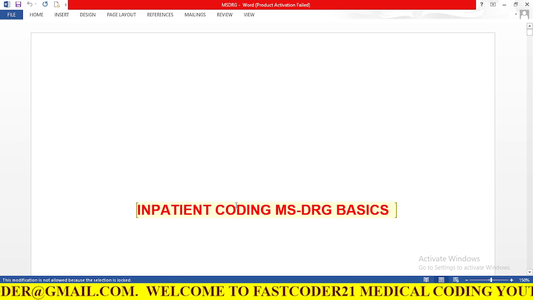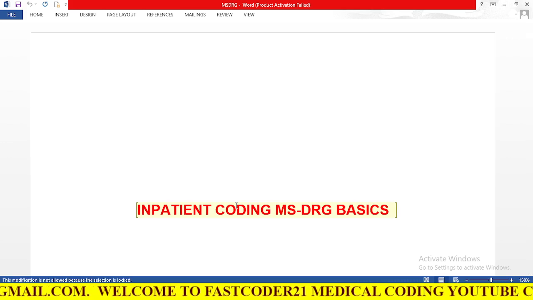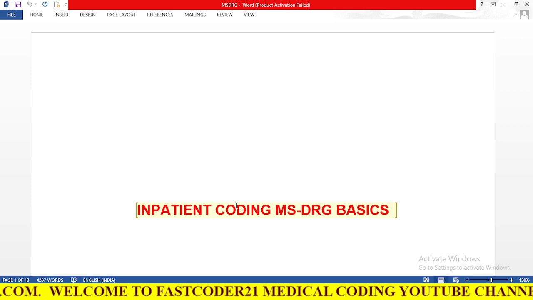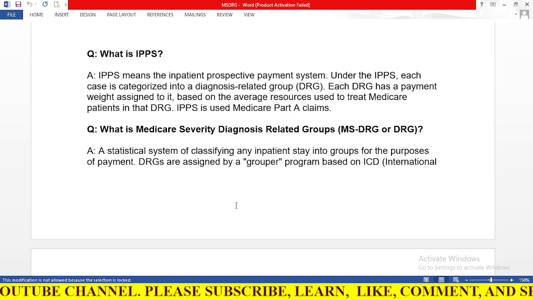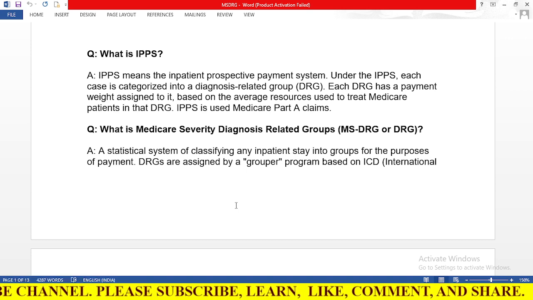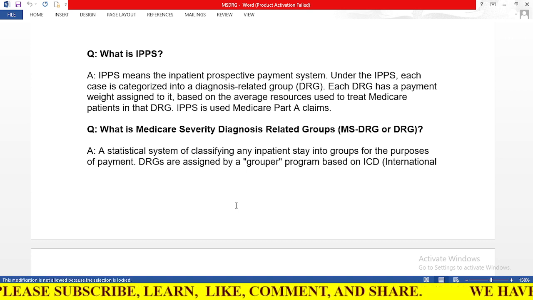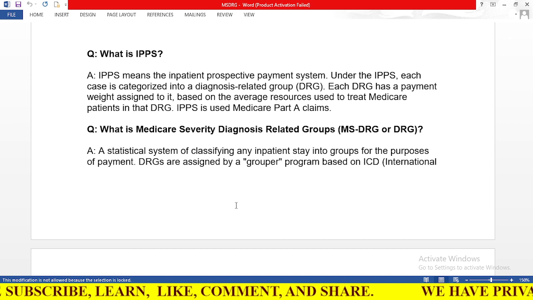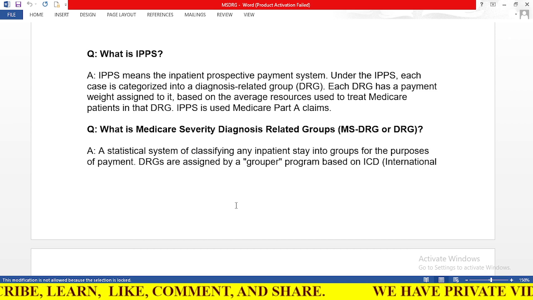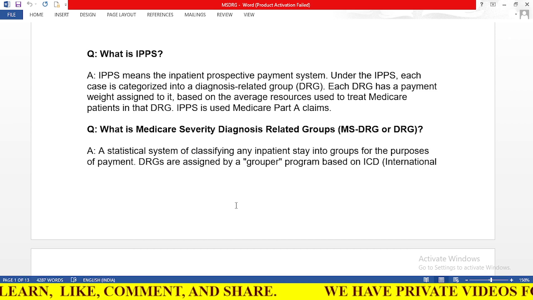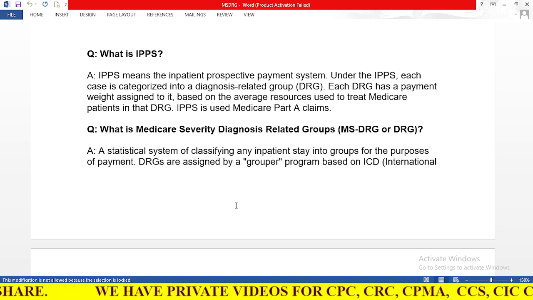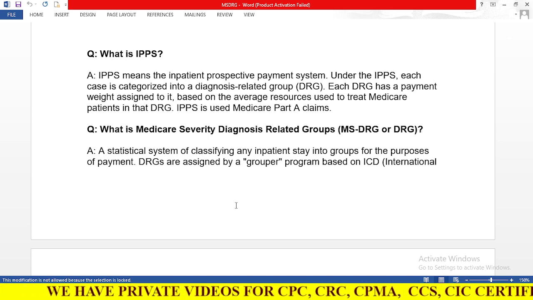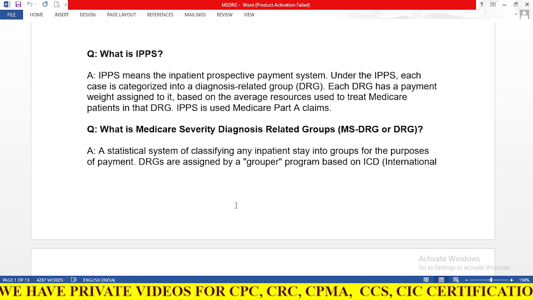Hi friends, today we are going to learn inpatient coding MSDRG basics. Among all coding specialties, inpatient coding is very difficult to understand as inpatient coding totally depends on MSDRGs or APR-DRGs. In this session, we have tried to provide some important concepts related to inpatient coding.